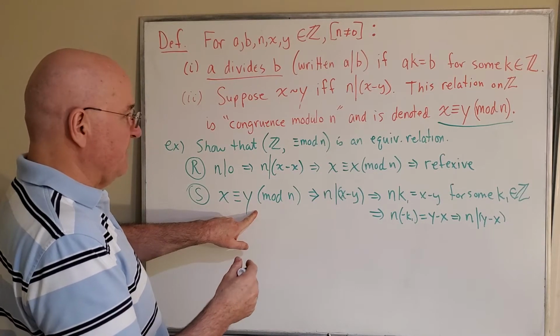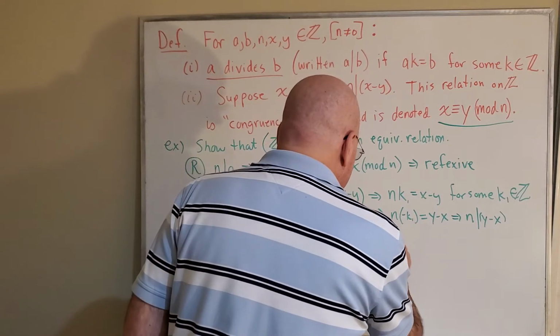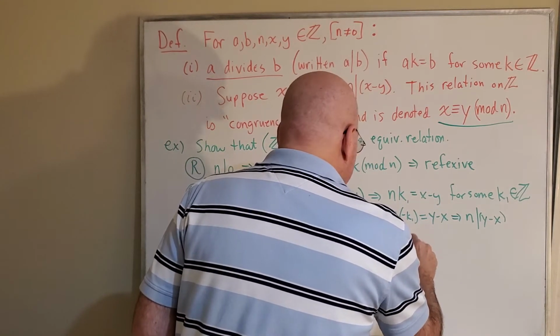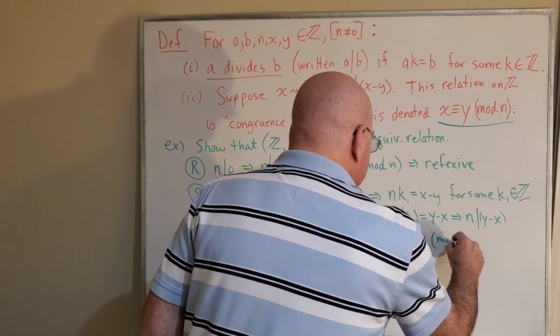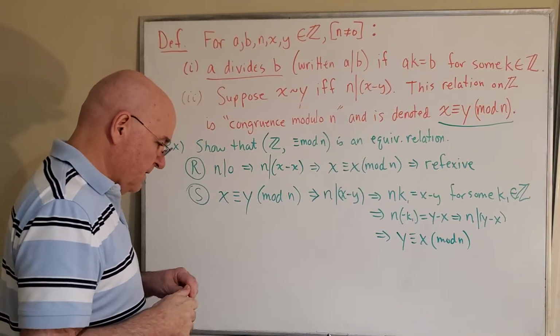All we have to show now is y is congruent to x. And by definition, if this is true, y is congruent to x in mod n.